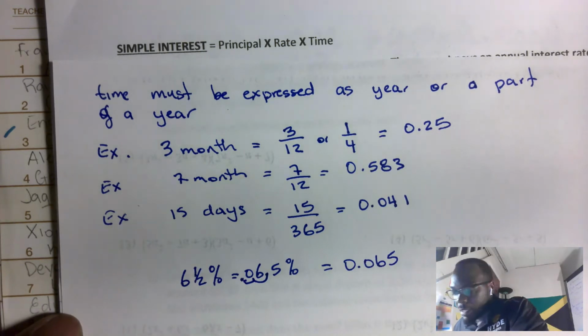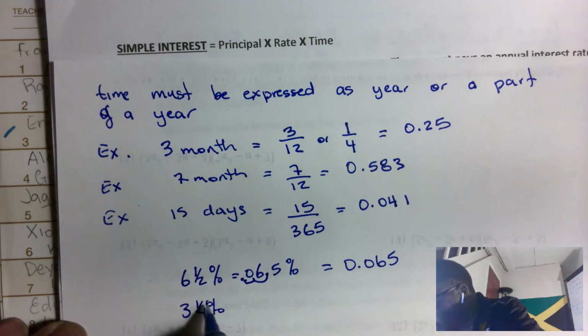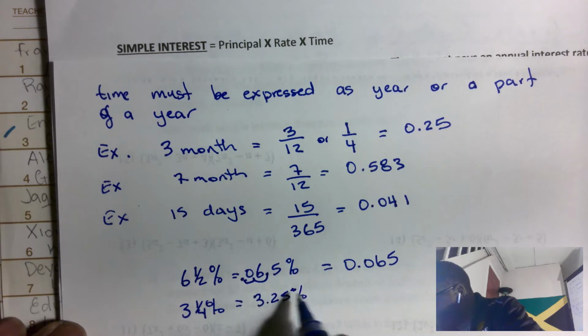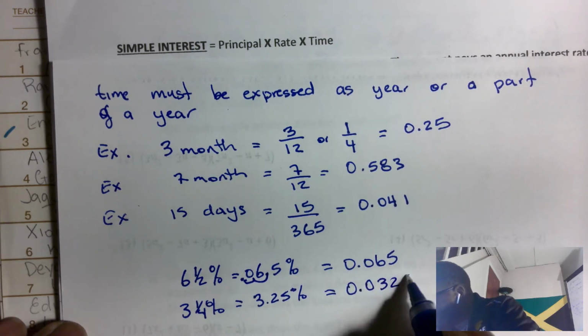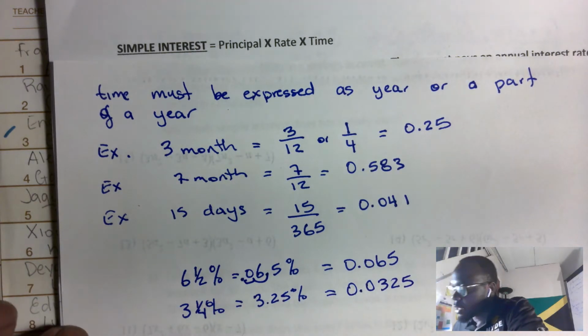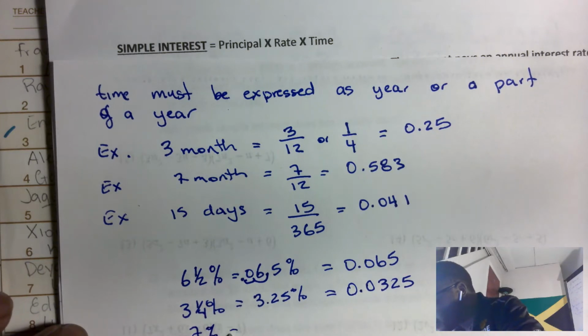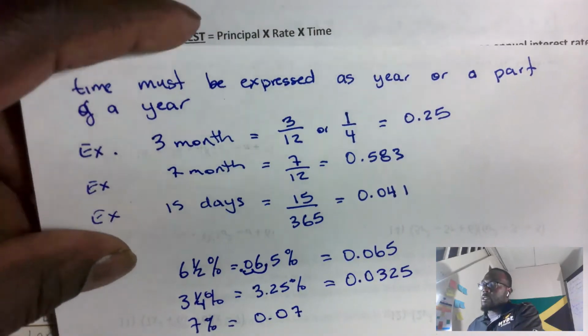Okay, so again, let's check this one. If I have 3.25%, this one is simple. If I change this, I'm going to move my decimal place 1, 2, so it becomes 0.0325. All right, so that's how you express this as a decimal. If we have 7%, if I move my decimal place twice, it's going to be 0.07. Okay, so this is important information that we need to know in order to solve these problems.